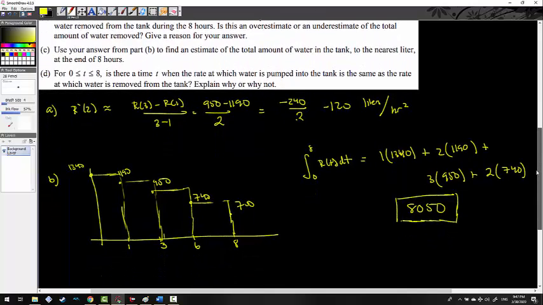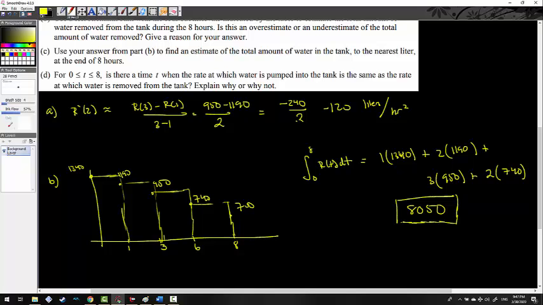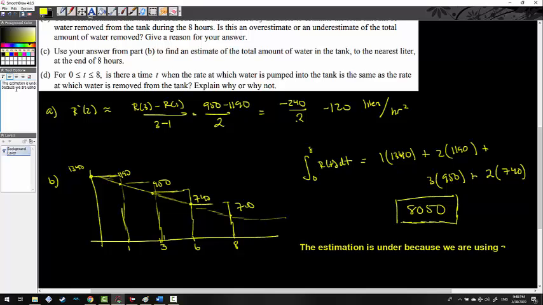Now, the second part of this question is asking, is this an overestimate or an underestimate for the amount of water removed? Give a reason for your answer. Well, we're using a left-handed rule here, and the function is decreasing. So if the function is decreasing, my rectangles would be above the function, regardless of the concavity of it. So I would then say that the estimation is under, because we are using a left-hand rule, and R of t is decreasing.